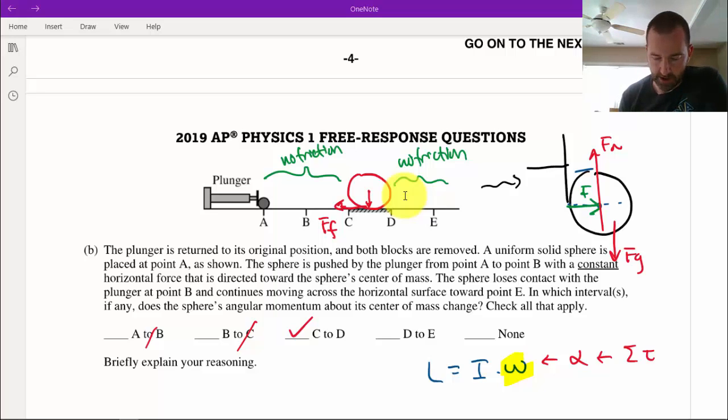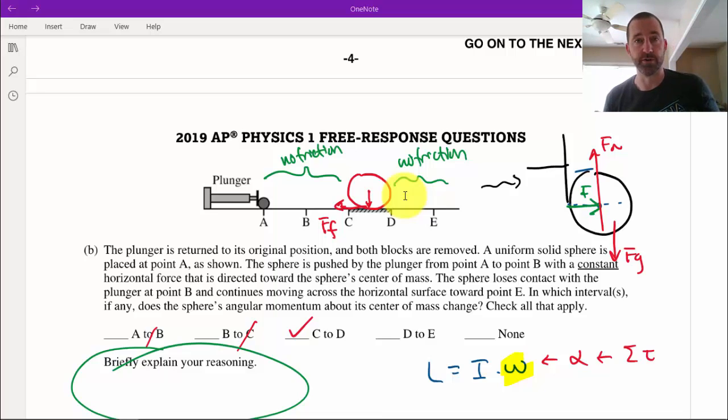Now, all that stuff I just said, you would have to put into a paragraph somehow. But the idea that we have here on the screen is what's really important, that you're only going to get a change in angular velocity if you have some sort of net torque acting on you. And the only place you're going to have that is between points C and D.